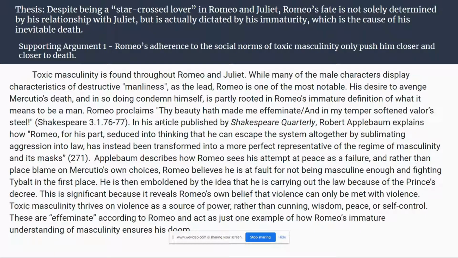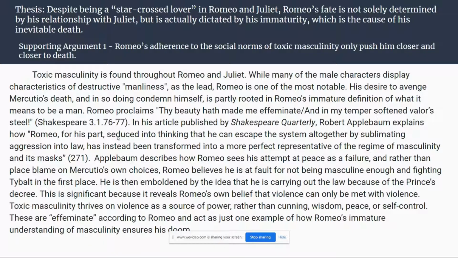So supporting argument one, again, and take note of the slight difference. We're really looking at immaturity here, and what that means is that for supporting argument one, we're going to be taking a look at how Romeo's adherence to the social norms of toxic masculinity only pushes him closer and closer to death. So instead of having this as part of our thesis, now we have this as one of our supporting points. We're really looking at one character rather than multiple characters. So the entire paper will be focused on Romeo and his immaturity.